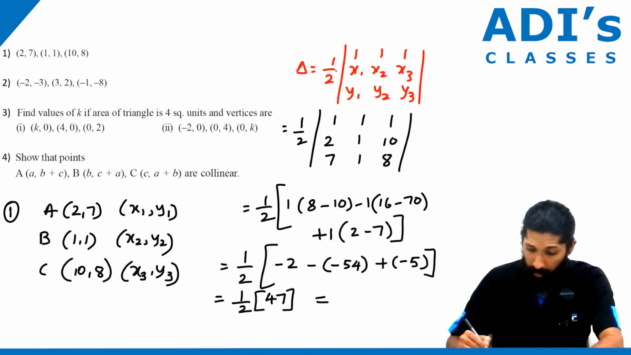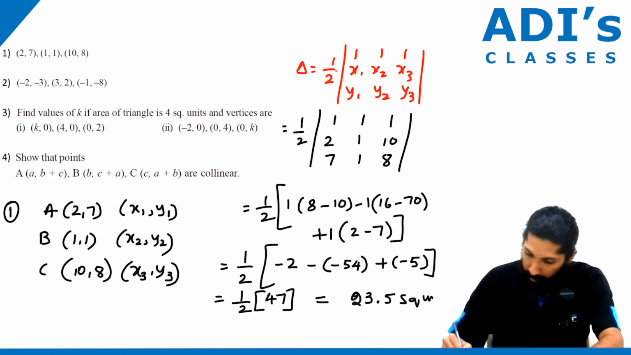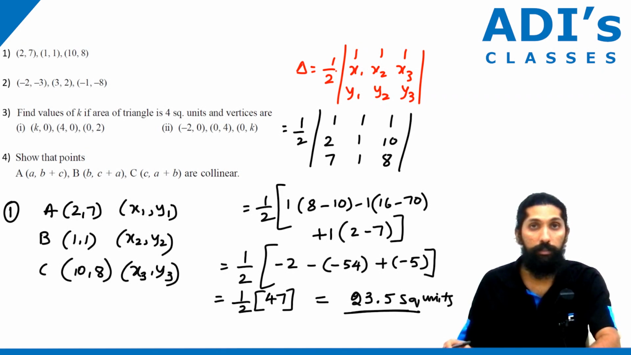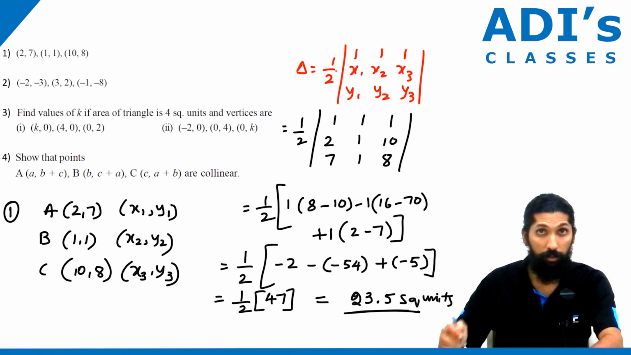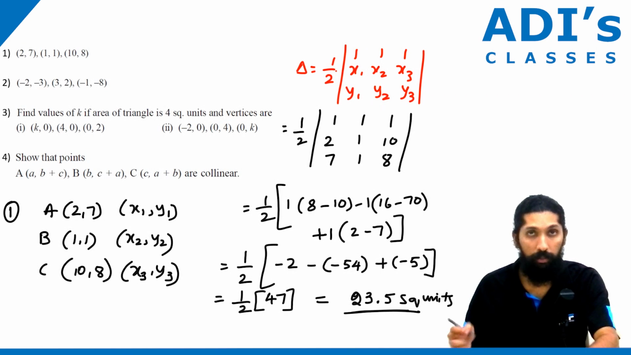So here if you do it, then 47 divided by 2, which is going to give you 23.5 square units. 23.5 square units. This is the answer for the first question. Got it? So for the first one we got 23.5. Let's do the next one.